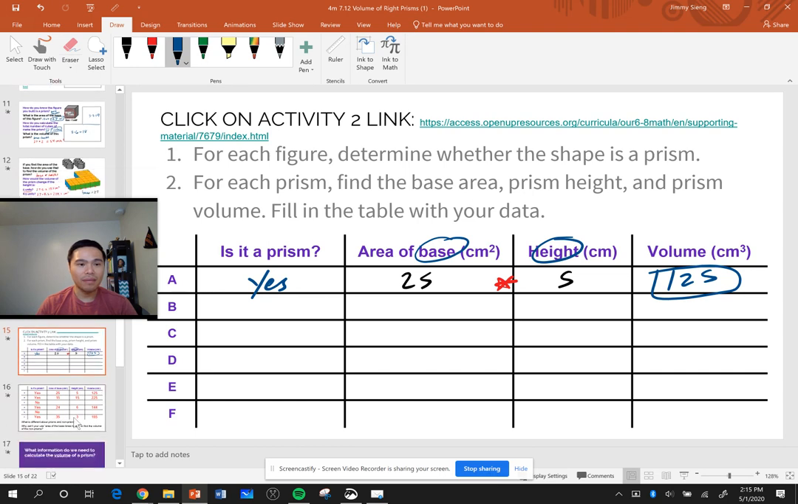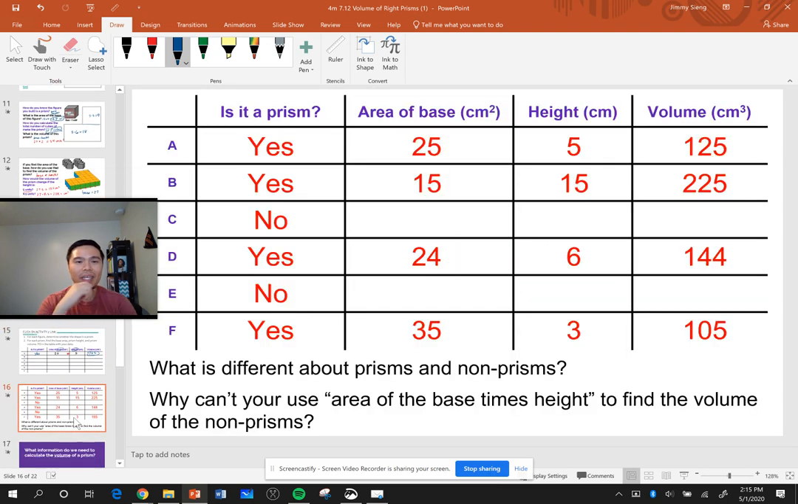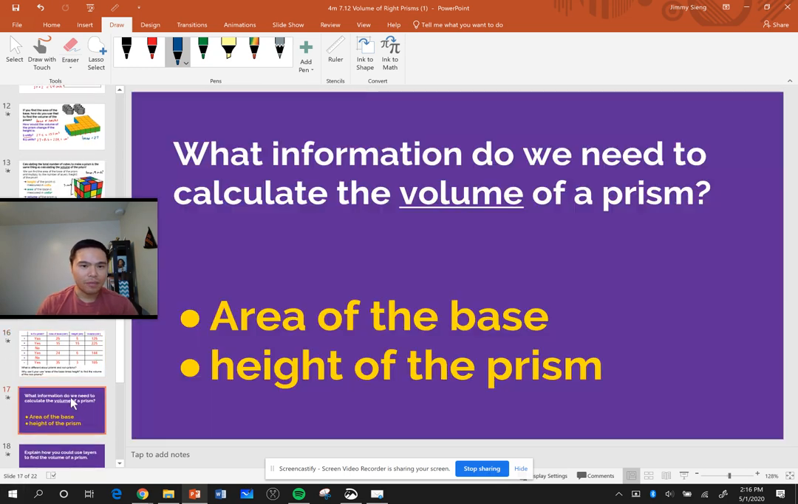Pause. Okay. Here's your answers. So A is yes, B is yes, C is no, D is yes, E is no, F is yes. You need to find those values, right? Remember, volume is equal to your area of base times your height. All right, let's wrap it up.